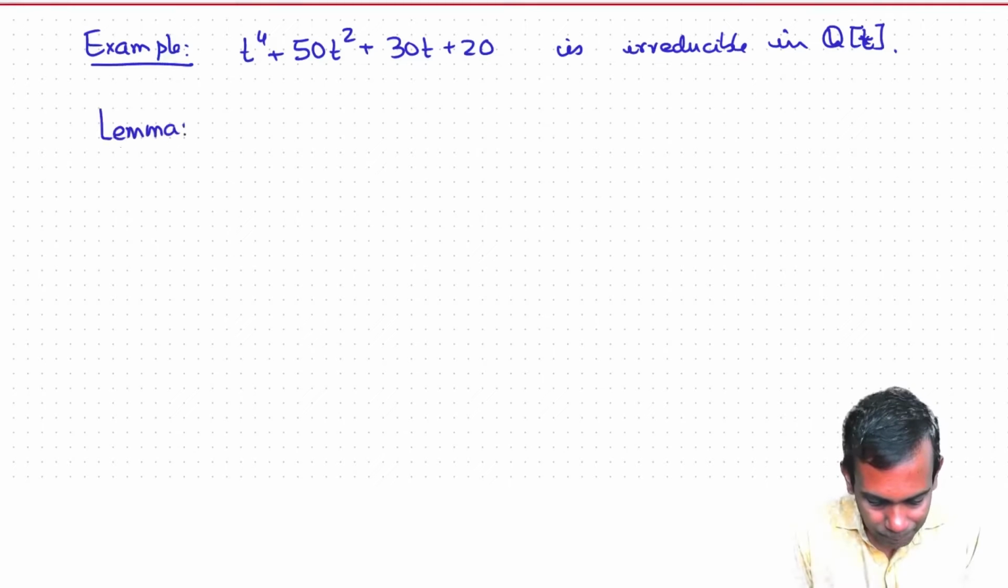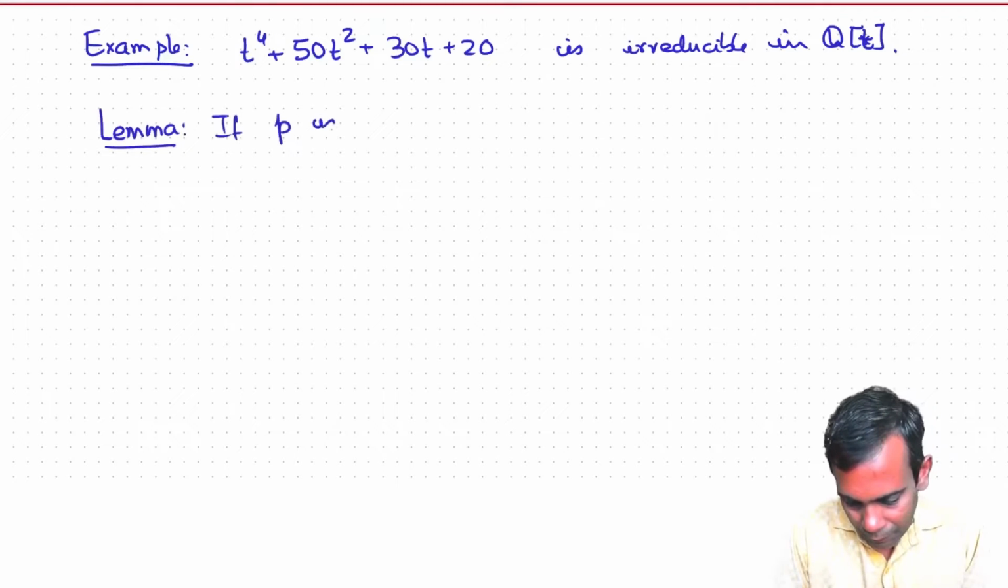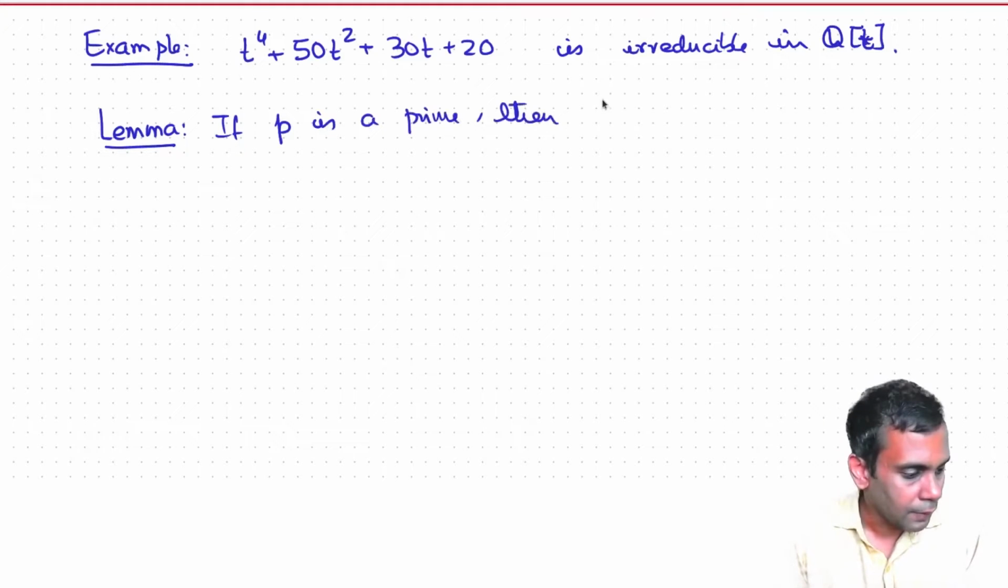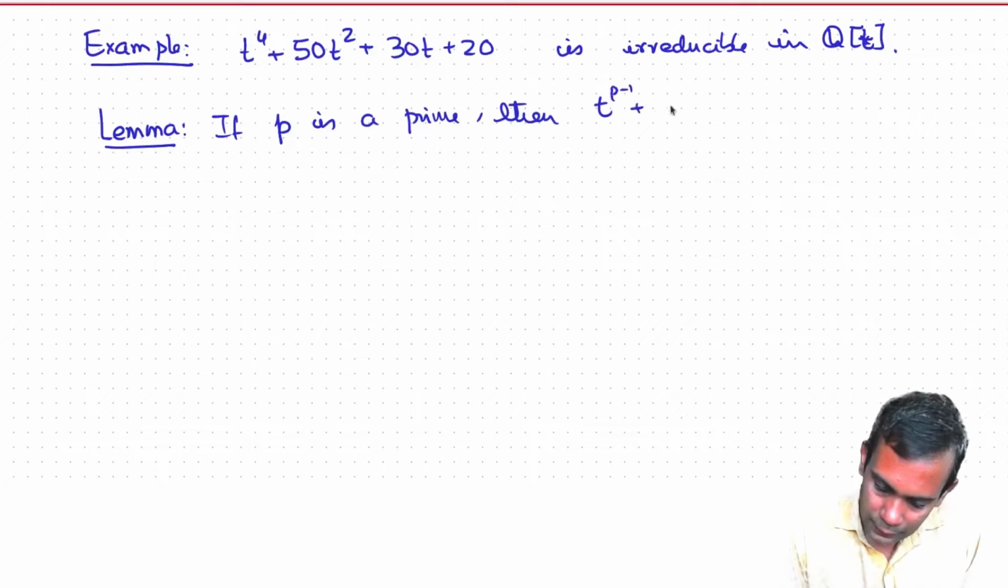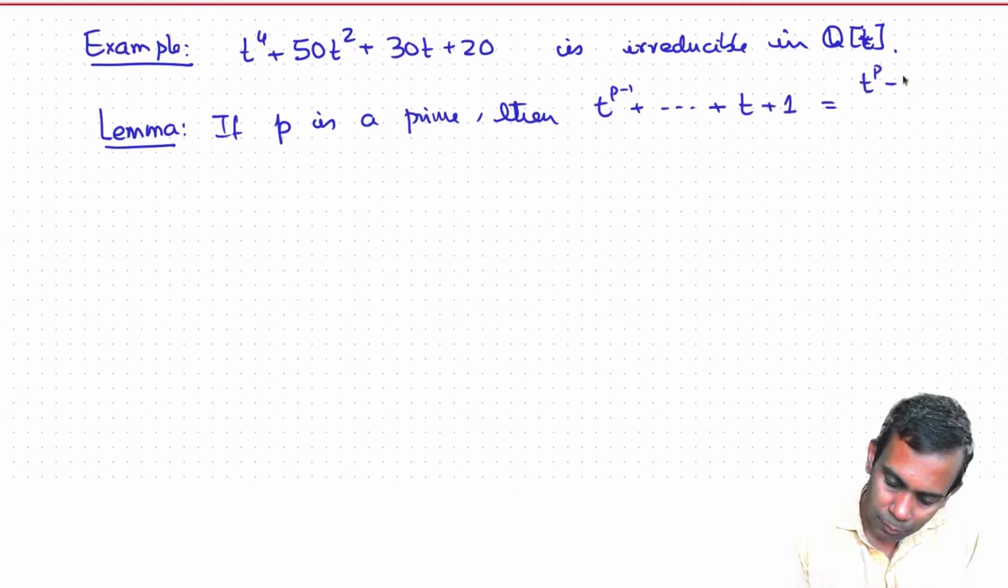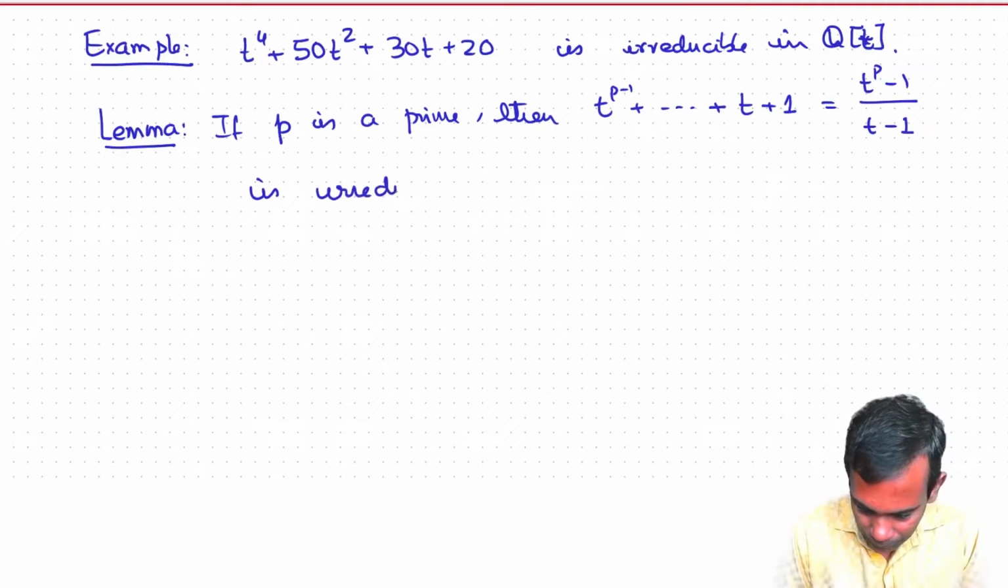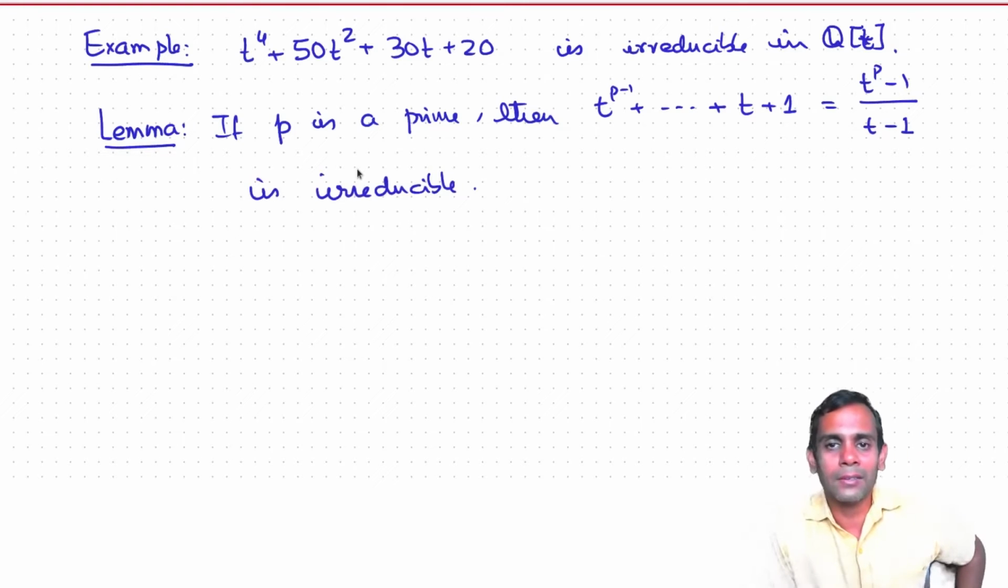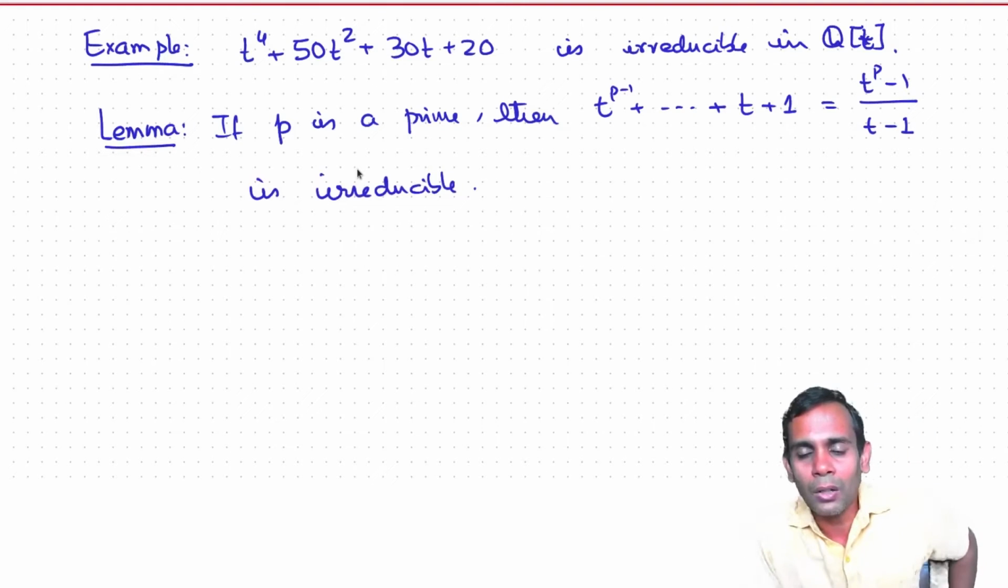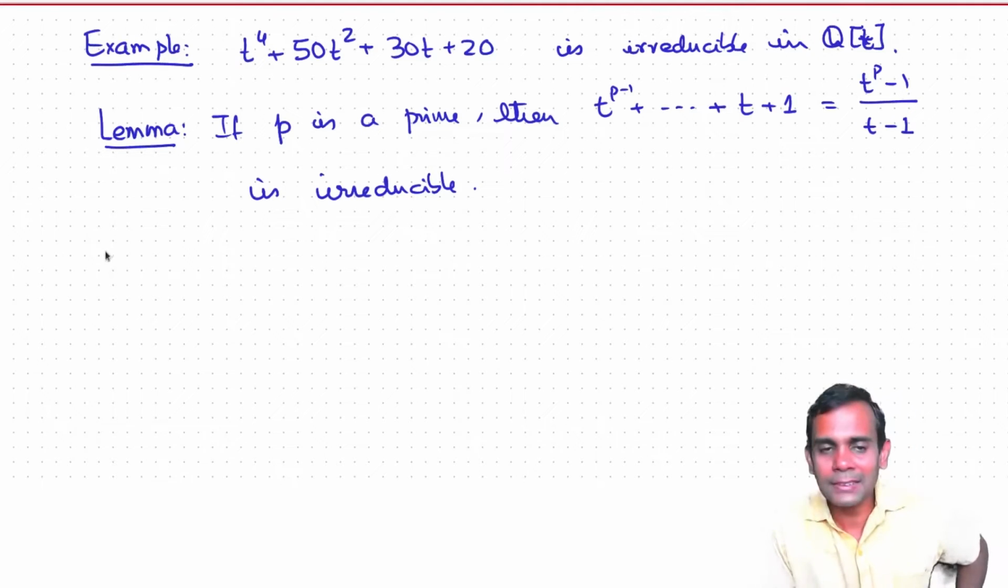But more interesting, a very interesting class of examples, is this lemma. If p is a prime, then t to the power p minus 1 plus ... plus t plus 1, so this is the polynomial t to the power p minus 1 divided by t minus 1, is irreducible. You may look at this and say, well, all the coefficients here are 1, so how could I apply Eisenstein's criterion? So the trick is to apply Eisenstein's criterion after substituting t plus 1.